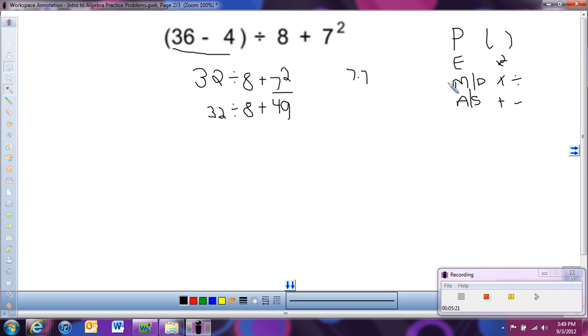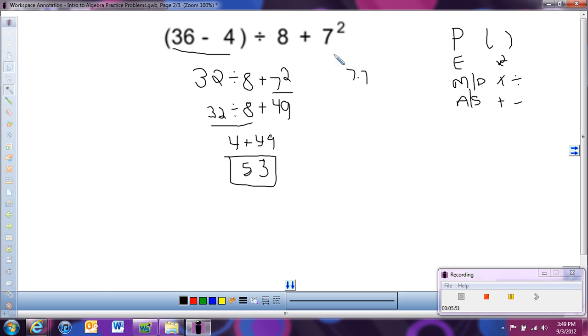And moving on to my next step, multiplying and dividing from left to right. Here I can see that we're dividing. 32 divided by 8 will give us 4. So here I have 4, rewriting the rest of my problem. And now I can see that I only have one operation left. So I'm going to solve that last part. 4 plus 49 will give us 53. And that will be my final answer.